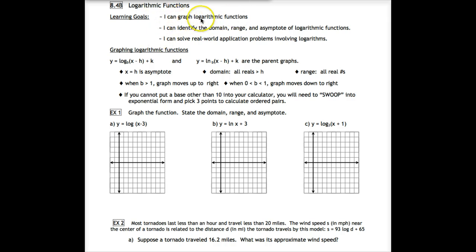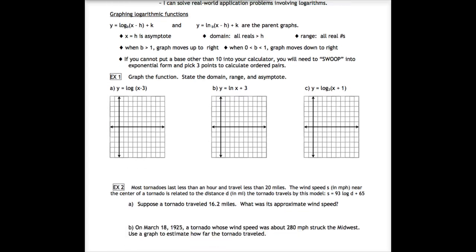So we need to be able to graph logarithmic functions. Along with graphing, we need to be able to identify domain, range, and asymptote of our logarithmic graphs. And then finally, we're going to use our graphs to solve real-world application problems that involve some logarithms.